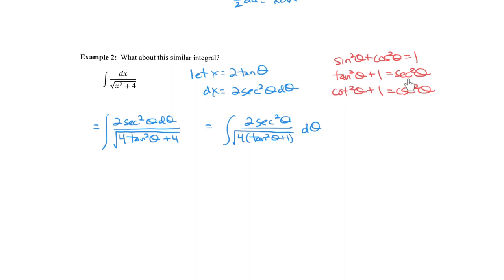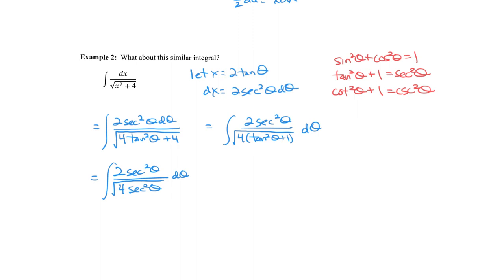Tangent squared theta plus 1 is just secant squared theta. So I'm going to rewrite this as 2 secant squared theta d theta. And down here we're going to have 4 secant squared theta.